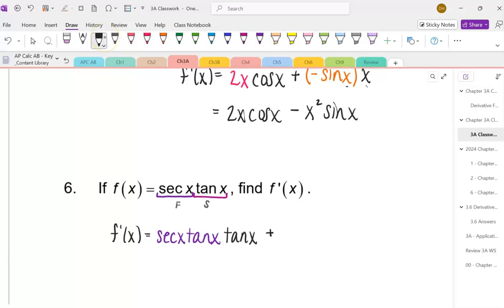It's product rule, so we've got plus the derivative of the second times the first. So for this, we can go ahead and multiply tangent and tangent to get tangent squared. So we've got secant x tangent squared x plus, and then secant squared times secant is secant cubed x.